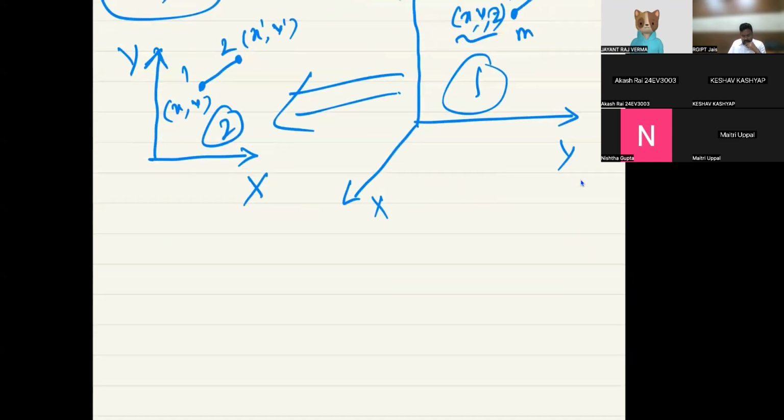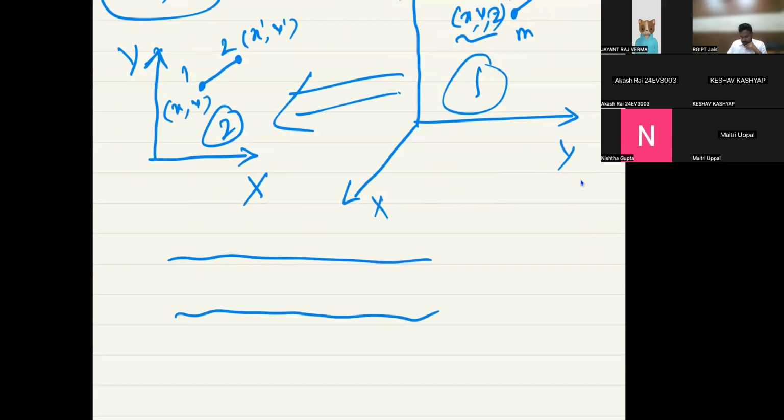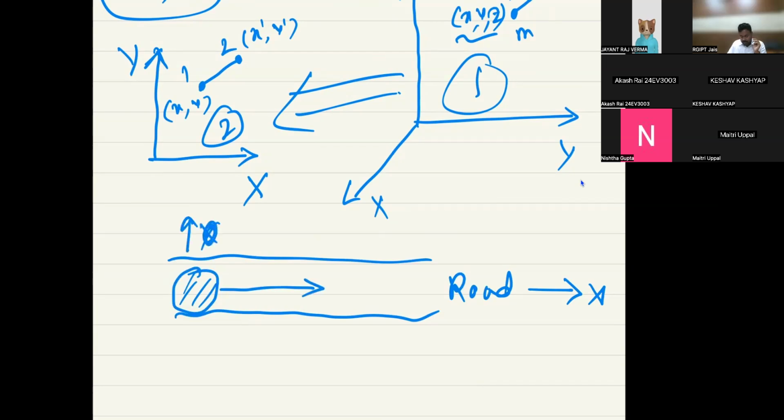Now let's remove another dimension as well. Instead of X and Y, let's say we made a road, and this road is along the X-axis. This is my particle, and it can move only along this direction because this path is one-dimensional now. It cannot move along the Y direction. The Y direction has also been removed from its accessible region, so the particle can move only along the X direction.